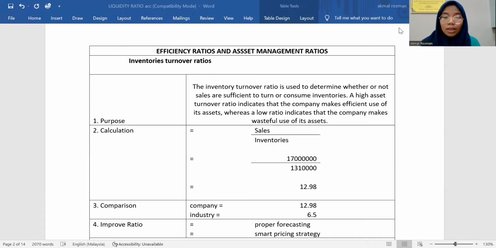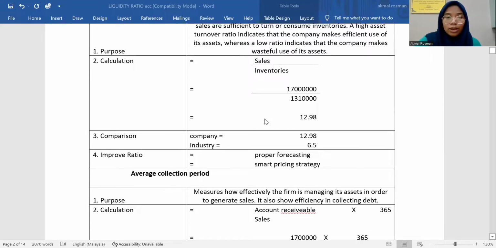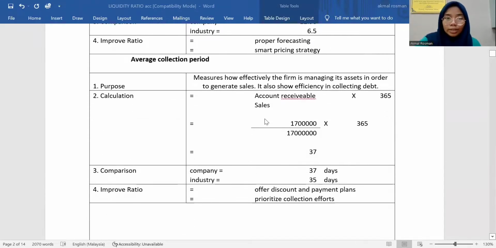The comparison between the company, which is Hikmabati, and the industry itself, there are large differences where Hikmabati got 12.98 and the industry got 6.5. That means Hikmabati has a better ratio than the industry itself. To improve the ratio for inventory turnover ratio, Hikmabati can do a proper forecasting or they can do a smart pricing strategy. So next, we are going to proceed with average collection period.